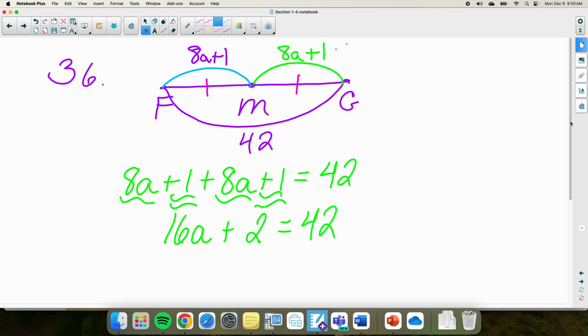Yep. If you didn't put both 8a plus 1, you just put 8a plus 1 equals 42, would you do it wrong then? Yes, because 8a plus 1 is just half of that segment. Some kids would say, well, if this is 42 and each of these are equal, wouldn't they each equal 21? Do you get that? So if this is 42 and it's cut in half, each of these is going to be 21. So you could go 8a plus 1 equals 21. That would be a shorter way to do it.